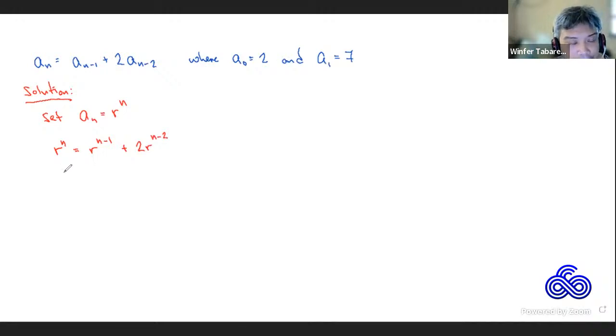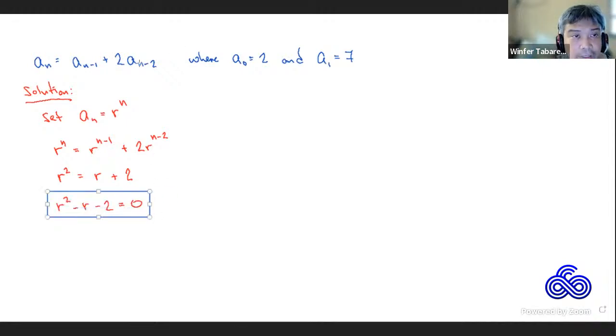We divide both sides by r to the n minus 2, giving us r squared is equal to r plus 2. So we now have r squared minus r minus 2 is equal to 0. Let's pause for a bit at this point and emphasize that this expression is what we call our characteristic equation. So let's call this our CE.